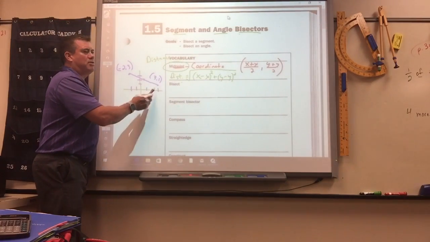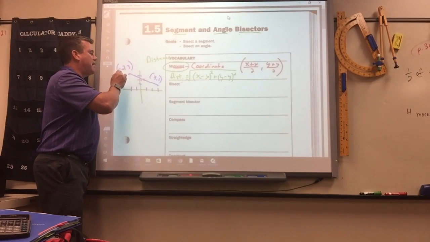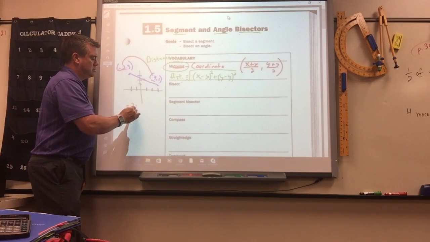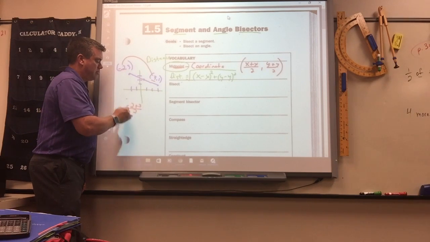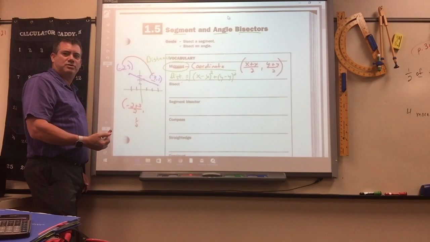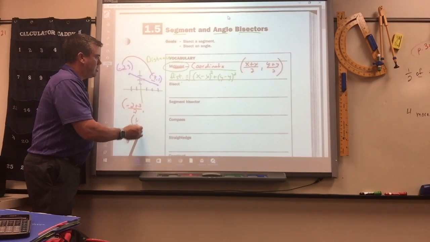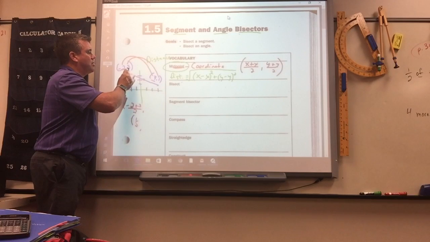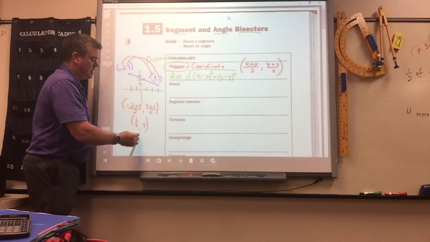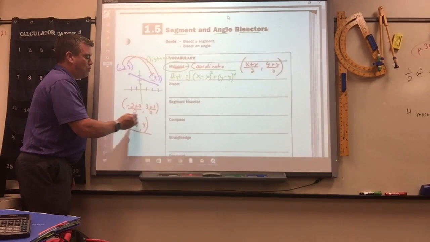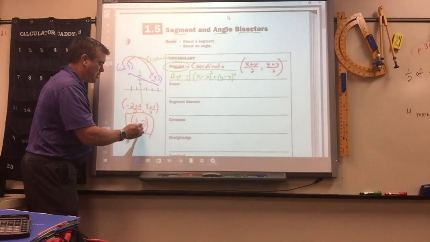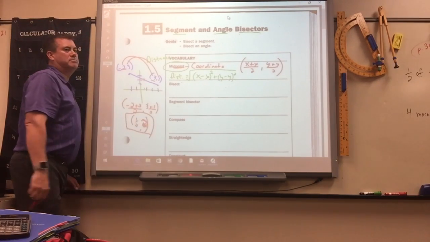To find the midpoint of this, it's just the average of the x's, negative 2 plus 3, divided by 2, which is 1/2, or 0.5. You can have decimal or fraction. And then the average of the y's, 3 plus 1, divided by 2, which is 2. So the midpoint is 1/2 over 2 up.